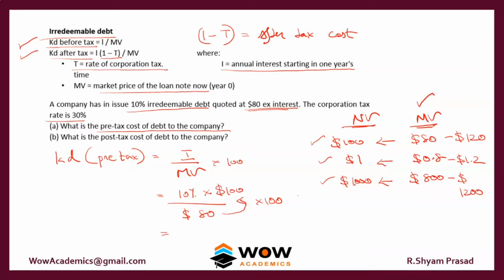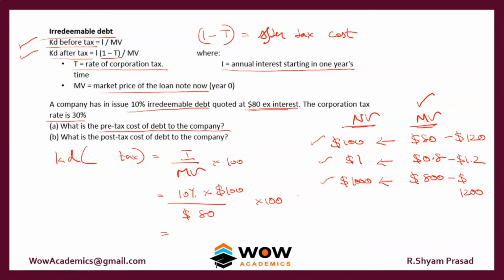So the numerator will be 10 divided by 80 into 100. So that gives us 0.125 into 100, which gives us 12.5 percentage. Okay, so the KD before tax is 12.5 percentage.